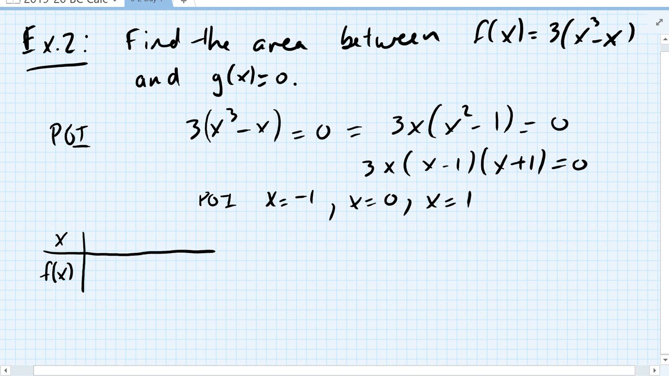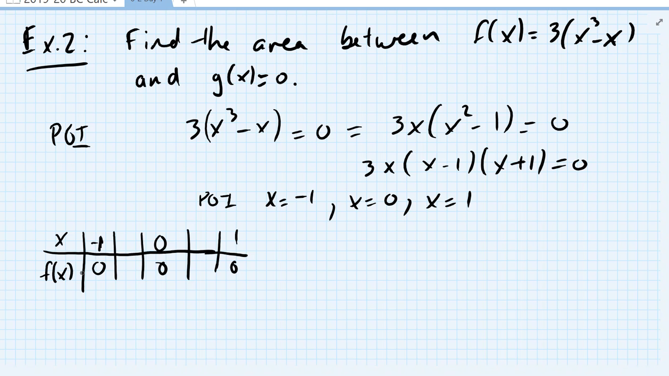So I know that the points of intersection are -1, 0, and 1. At those, my f of x is 0, and it intersects g of x. No, because all I care about is the points of intersection. I want to find between those two. Just trust me on this, okay? Just go along, and after you get the hang of this, you'll realize what we're doing.